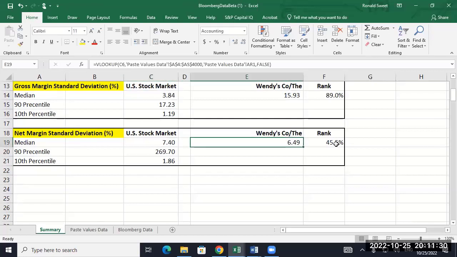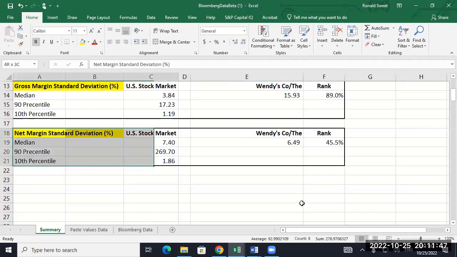Their net margin is actually below average. So Wendy's, the stock market's net margin is 17.40. Wendy's is 16.49. So it's kind of interesting. This gets back to what is in their cost of goods sold. And it could be an accounting thing. For your paper, you really want to focus in on the net margin. I put the gross margin in there more as a gee whiz kind of thing.